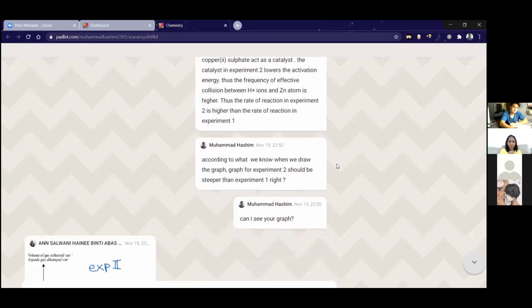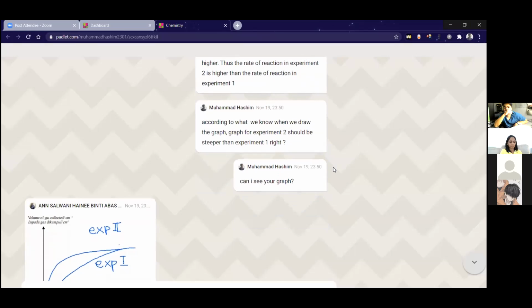According to what we know, when we draw the graph for experiment 2, it should be steeper than the graph in experiment 1, right? Can I see your graph?